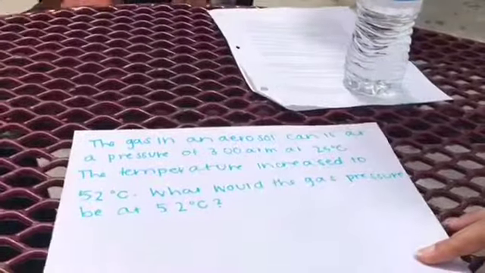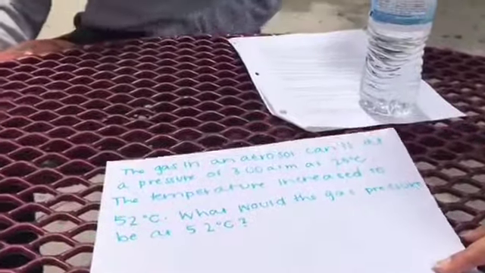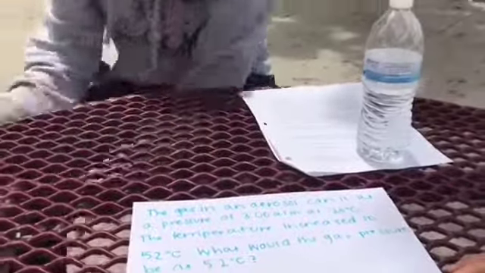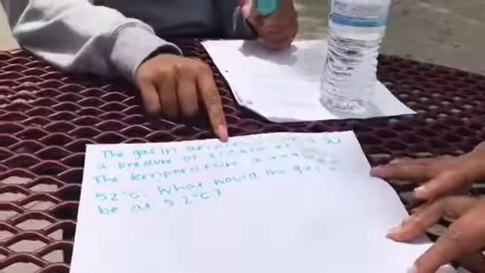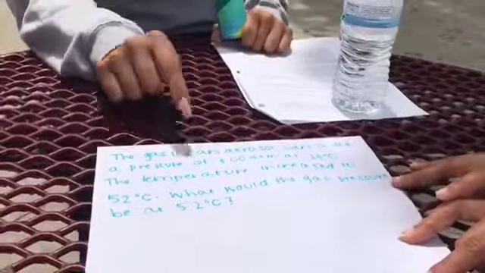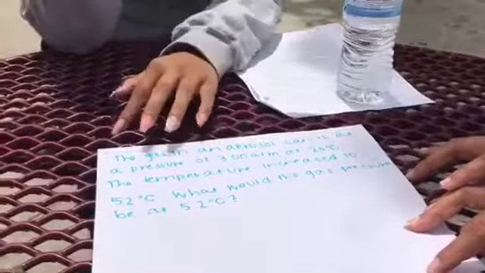All right. So now we're gonna figure out ways to use real life examples with the gas laws. So I'm gonna tell you this word problem. The gas in an aerosol can, this dry shampoo can, is at a pressure of 3 atm at 25 degrees Celsius. The temperature increased to 52 degrees Celsius. So what would the gas pressure be at 52 degrees Celsius?